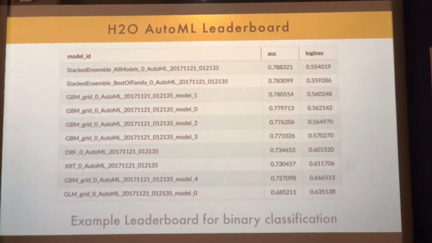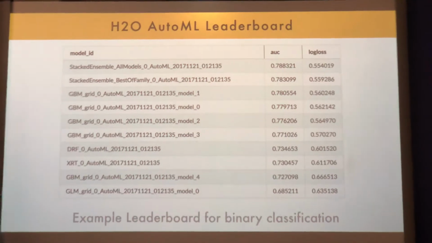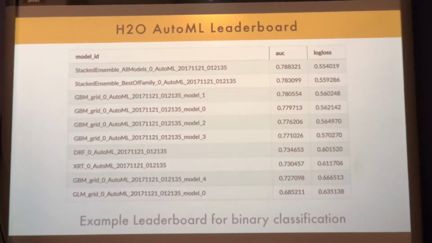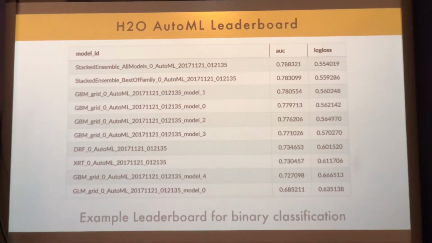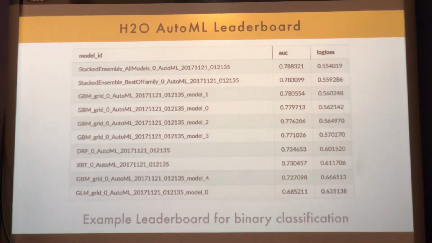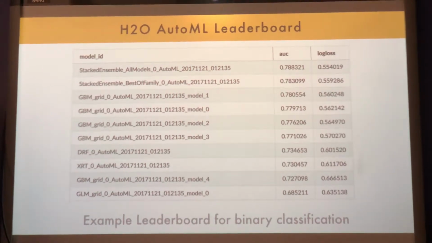So if you wanted to go and look at these models and examine what the hyperparameters are, then you just grab the model by ID, and then you can look at it and do all sorts of things with it, or take it and put it into production, or whatever you want to do with it. So in the leaderboard, we just sort of give you the metadata.